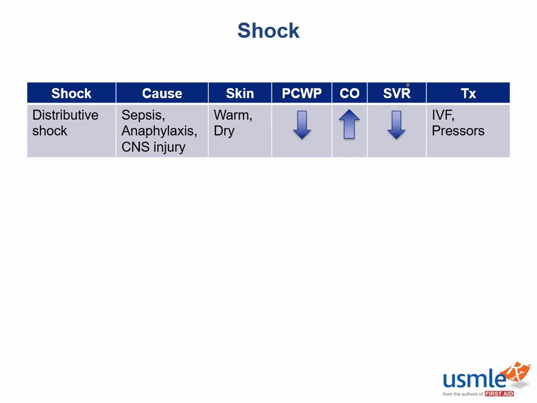Now next up we have distributive shock, or vasodilatory shock, and this is due to a severe drop in the systemic vascular resistance. The classic causes here are sepsis, anaphylaxis, as well as CNS injury. And despite the different etiologies here, the main initial hemodynamic problem is all the same. It's diffuse vasodilation dropping the systemic vascular resistance. Now this will mean that we have different exam findings compared to hypovolemic as well as cardiogenic shock.